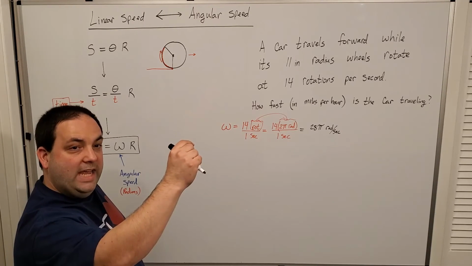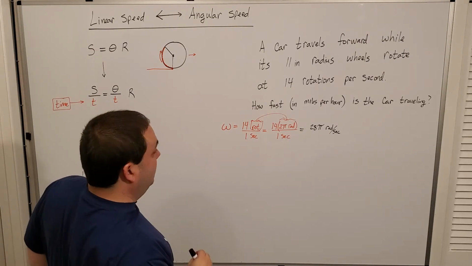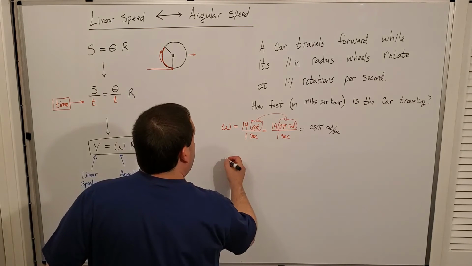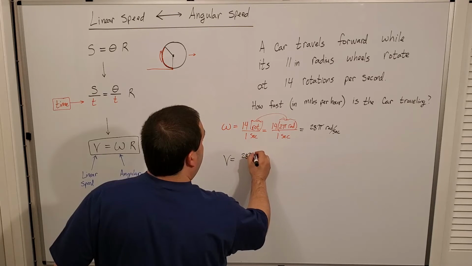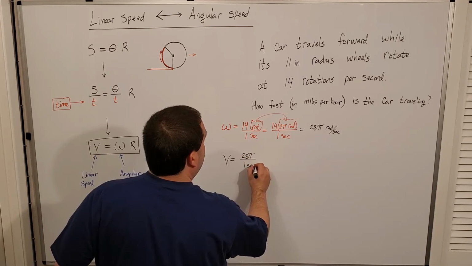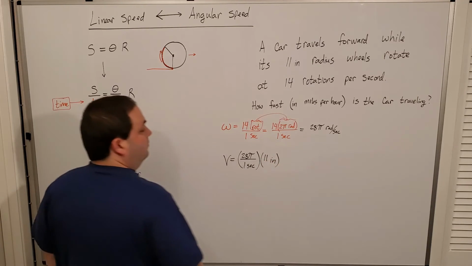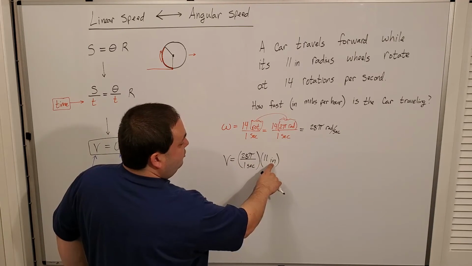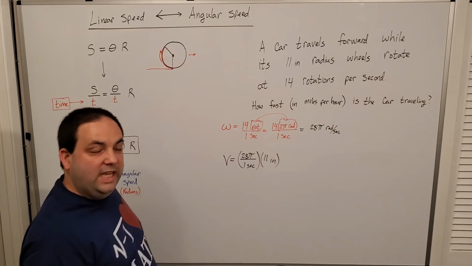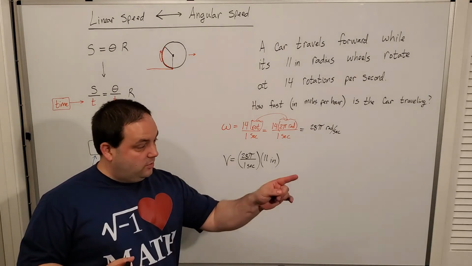If you had a point on the edge, right, you'd be able to convert that to what we're about to calculate here. So my linear speed, V, is going to be that 28 pi radians per second times the radius, 11 inches. So now notice what I have is something that's going to be measured in inches over seconds. In other words, inches per second.